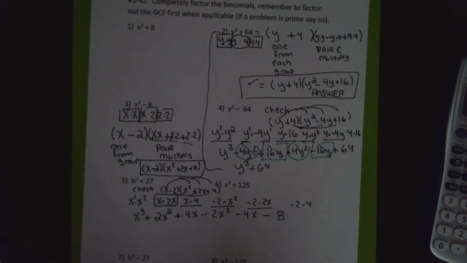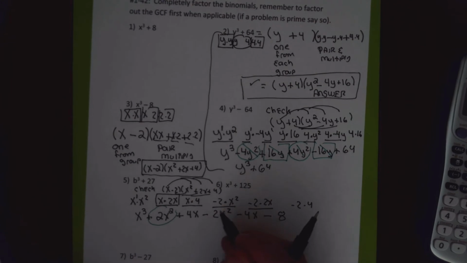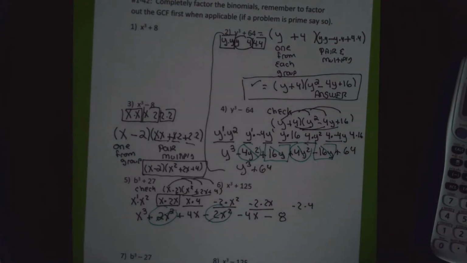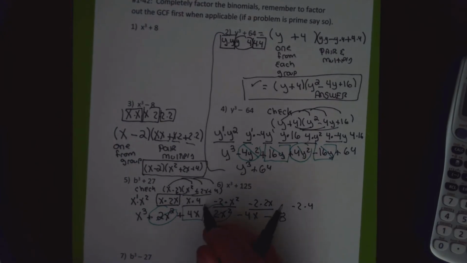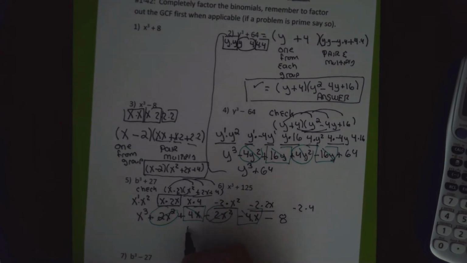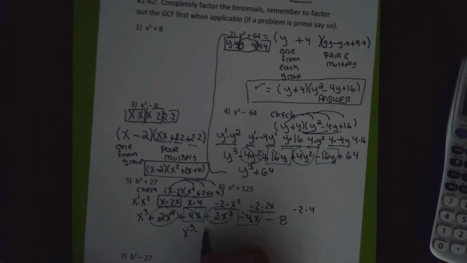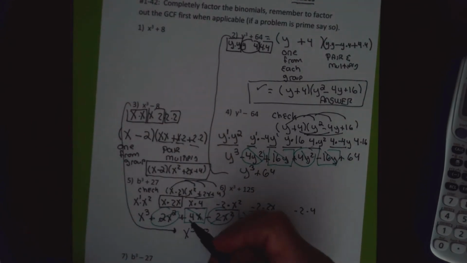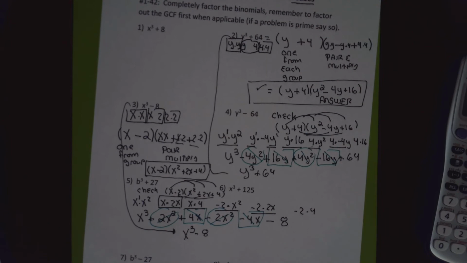When I'm checking these cubes, I get double canceling. Here, the 2x squareds are opposites, they cancel. The positive and negative 4x are opposites, they cancel. And this leaves me with x cubed minus 8, which is identical to the original problem. So I know that my answer is correct.